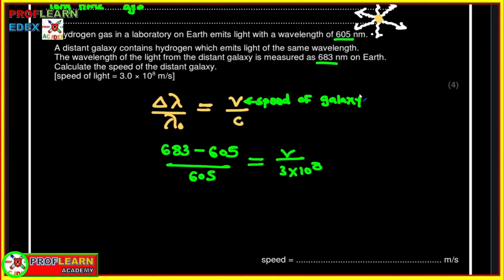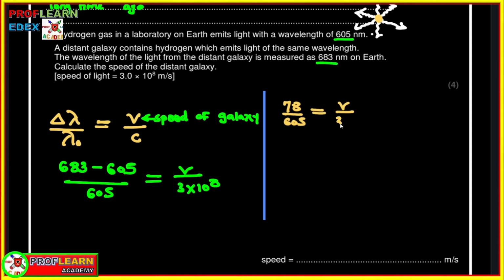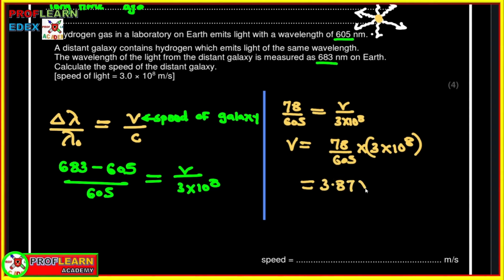If we make V the subject of the formula, we can work out the speed of the galaxy. In this case, we're going to work it out using your calculator. Can you just try to put it in to see what we get? Okay, if we work it out, we get the speed equal to 3.87 times 10 raised to power 7 meters per second, which is approximately 3.9 times 10 raised to power 7 meters per second. That is the speed at which the galaxy is moving away.